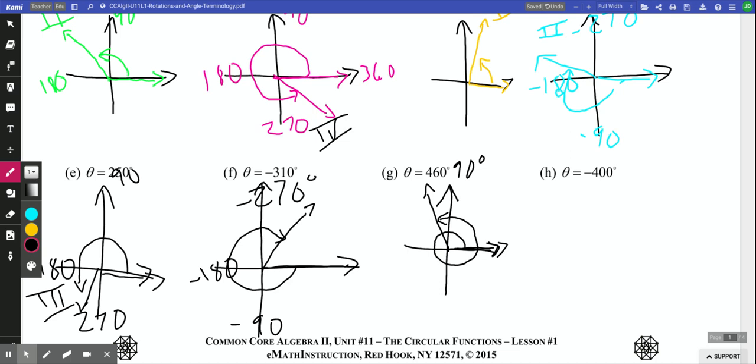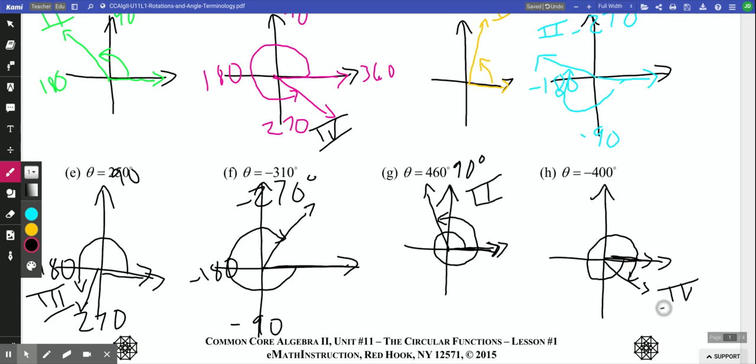But anyway, now on H, same idea here. We're just going to go negative. So if we go negative 360, then you'll have another negative 40 left over, which should be somewhere in there. But again, we have to show that we're going all the way around. So you start from your initial ray. There's negative 360, 40 more. And, forgot quadrant 2. And this one's quadrant 4.